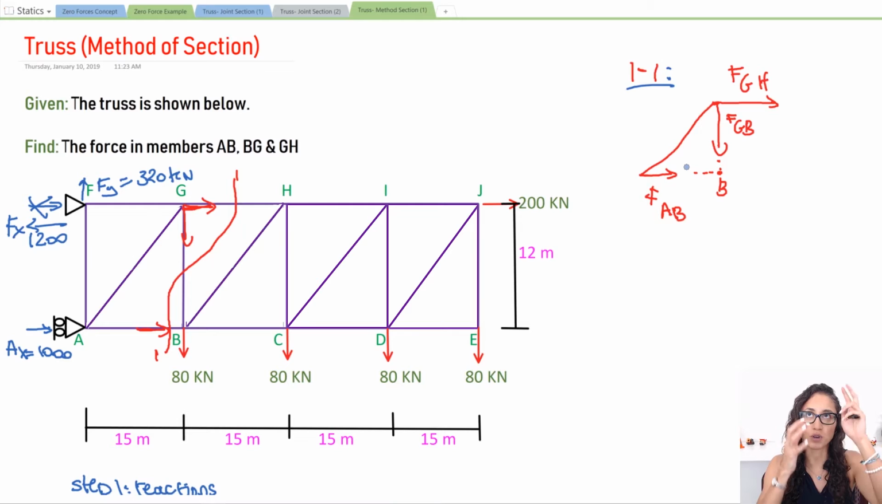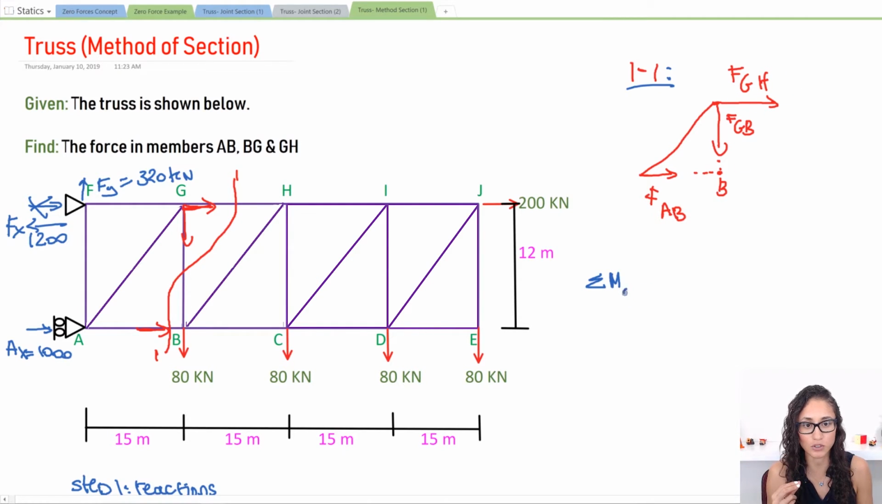This is how you start seeing what's the best cut. You try to cut in a way so that you can take the moment and cancel as many forces as possible. That way you have just one unknown, and you can just solve it. So if we take the moment at B, FGB cancels because it's going through it, and FAB as well. So we're only left with FGH.